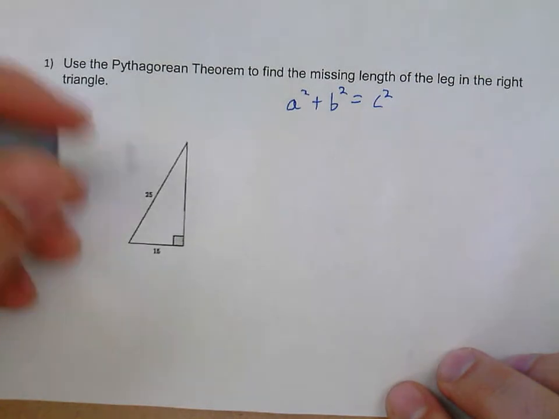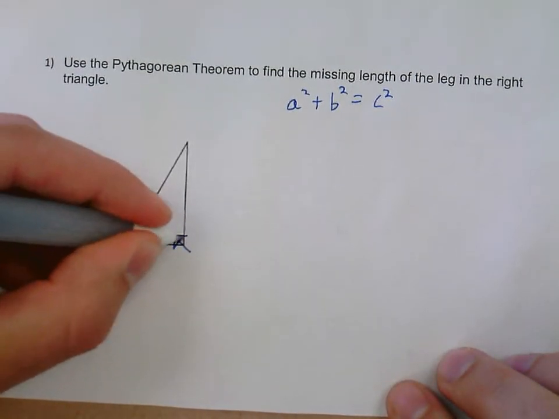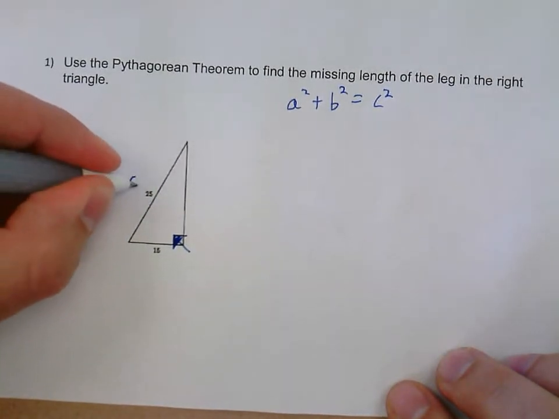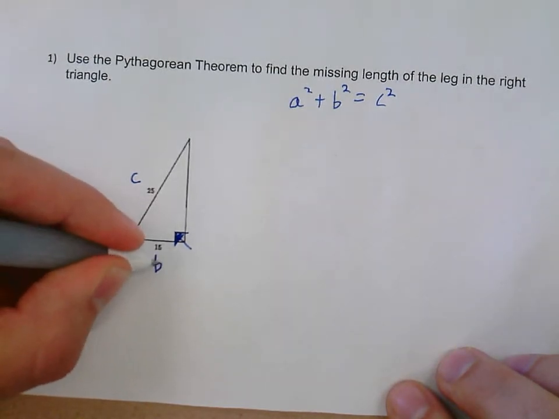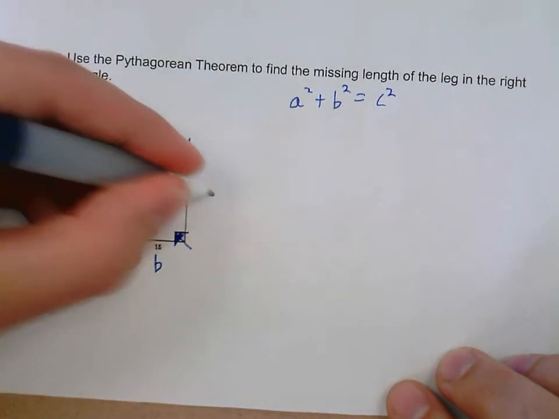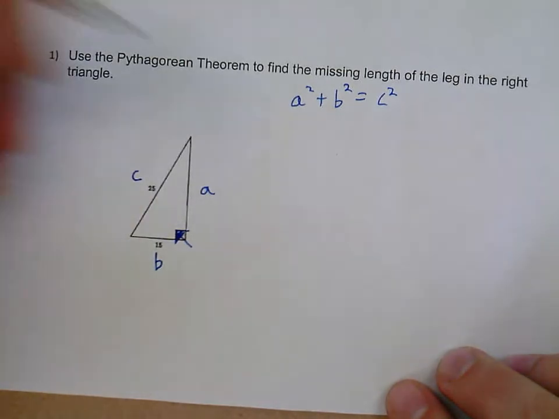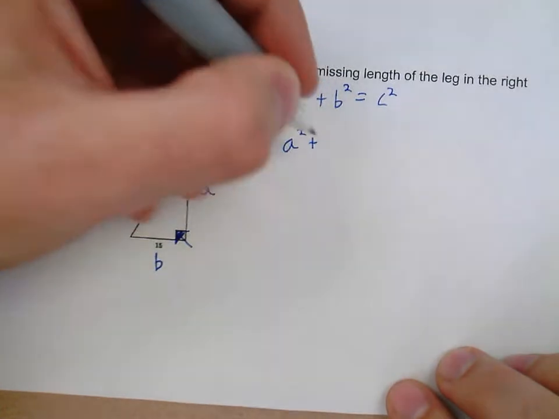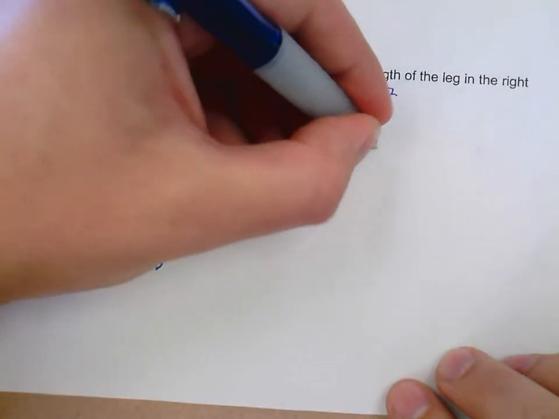And we should have our sides labeled. We know this is pointing to our c. So 25 is going to be c. And it doesn't much matter. We can call 15 b, and our missing side we can call a this time. Doesn't matter if you labeled this as a or this or b. It's okay. And so we plug that in. We get a squared plus 15 squared equals 25 squared.